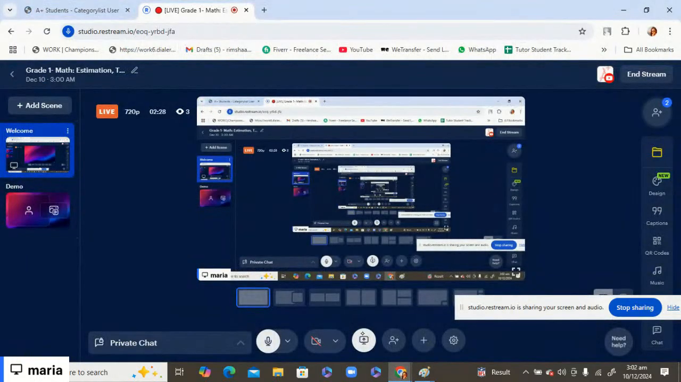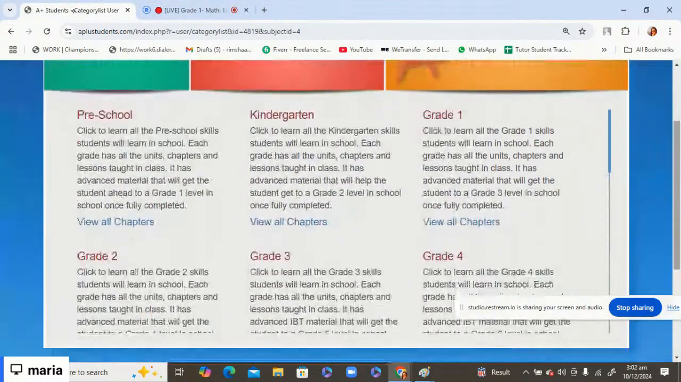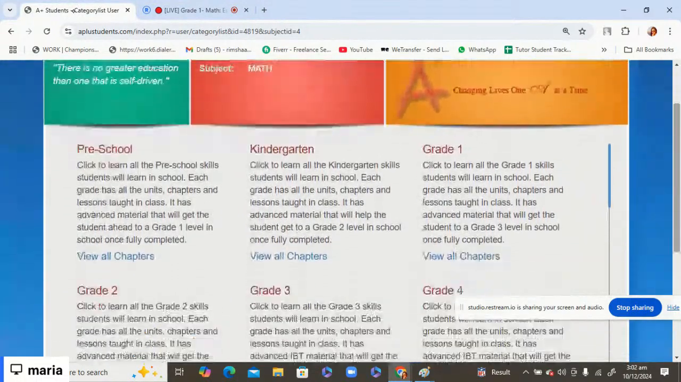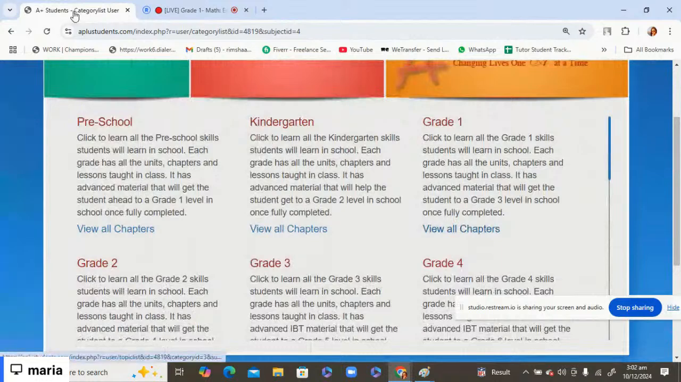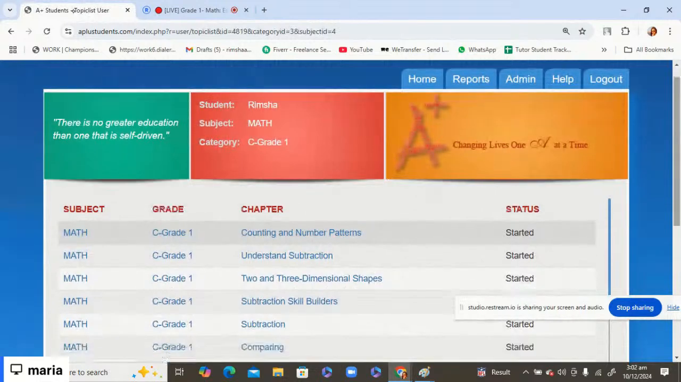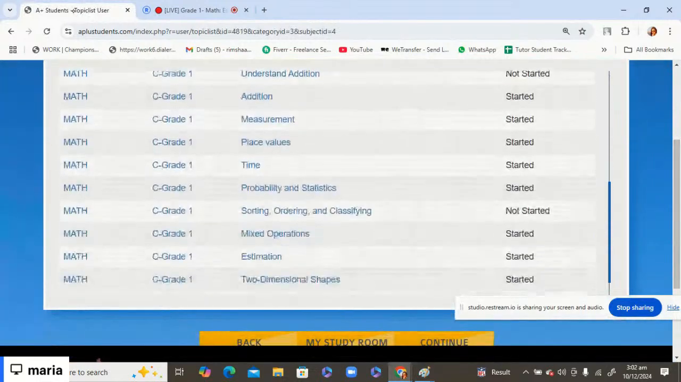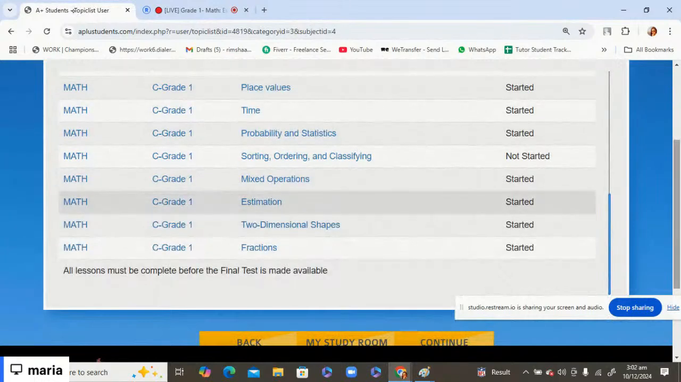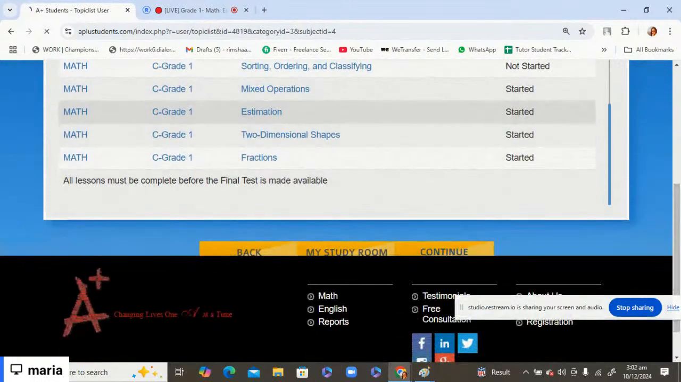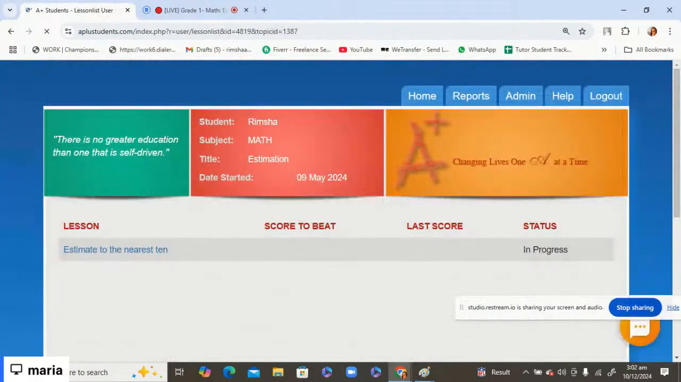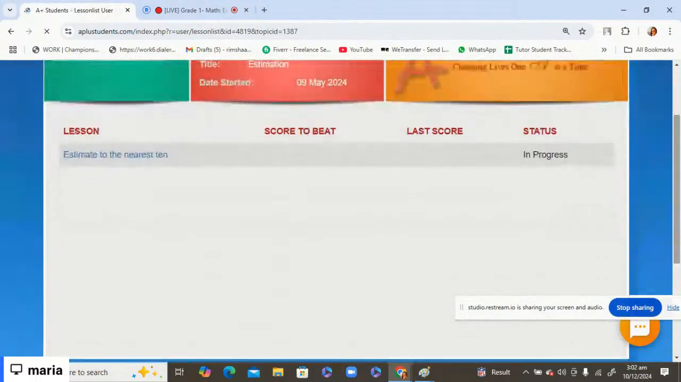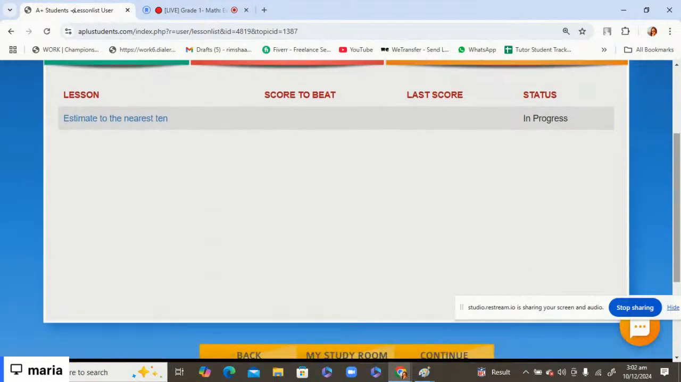So here you go to the A plus website. There is grade 1. So view all chapters, click over there. Here are a lot of lessons, so we are interested in estimation. Let's go with it. And here is the first lesson: estimate to the nearest 10.